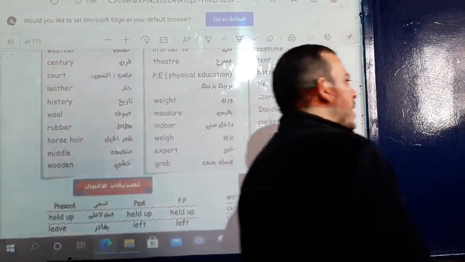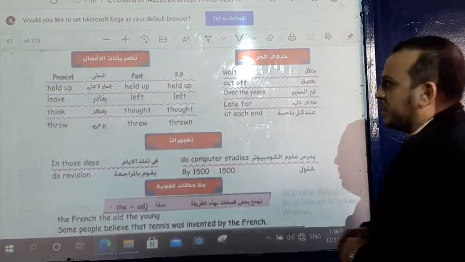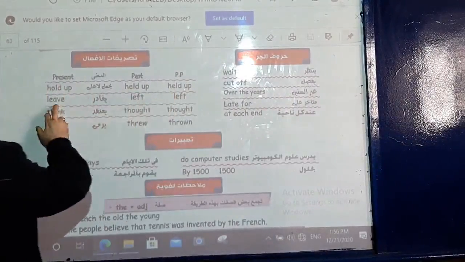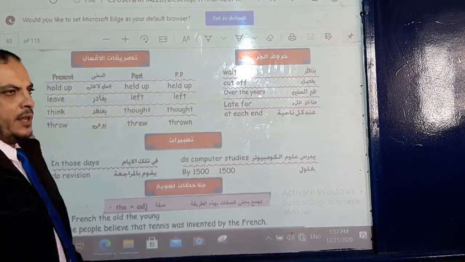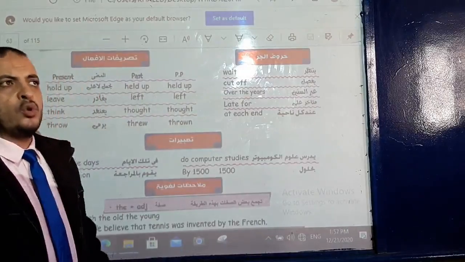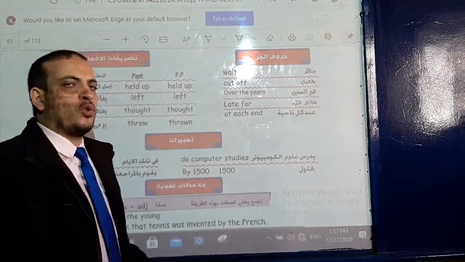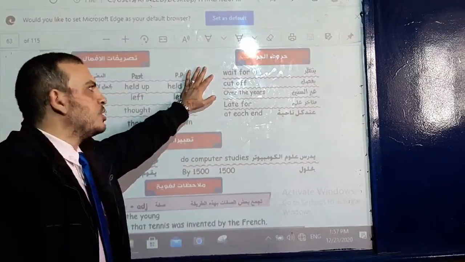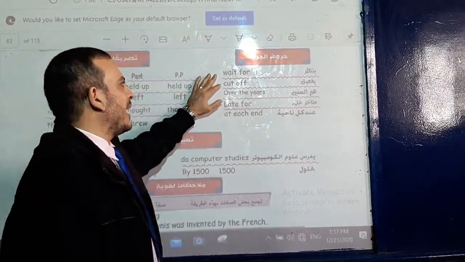Let's go to the prepositions and conjugation of verbs. The conjugation of verbs on the board here: hold, held up, leave, left, think, thought, throw, threw, thrown. These are the conjugation of verbs. It's important for all of you to memorize the conjugation of verbs all the time. It's very important for all the students, especially for your grade. Prepositions here: wait takes for, wait for. I'm waiting for you. Cut off, okay?